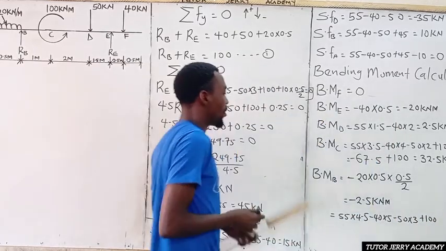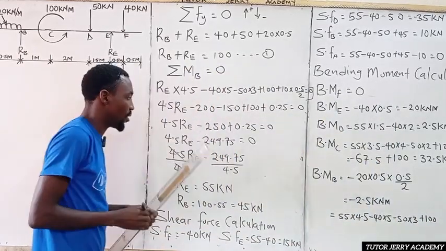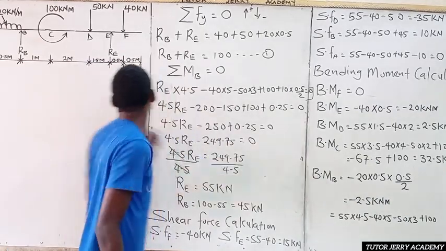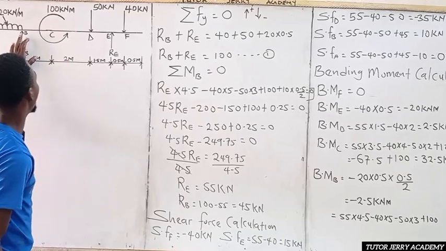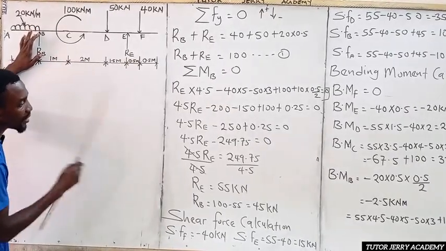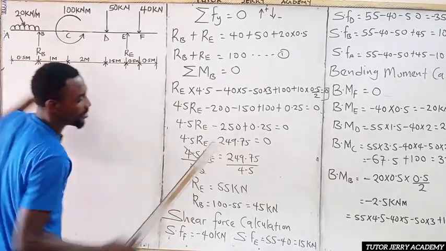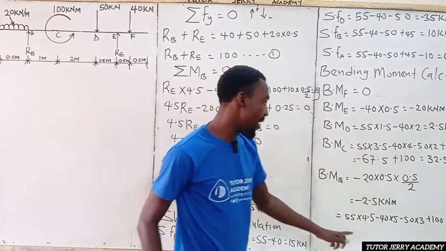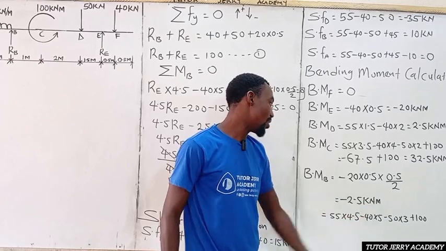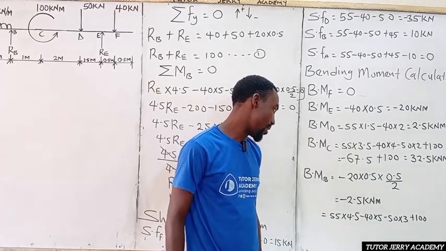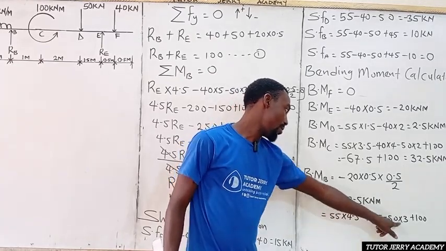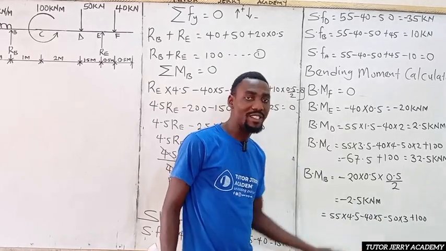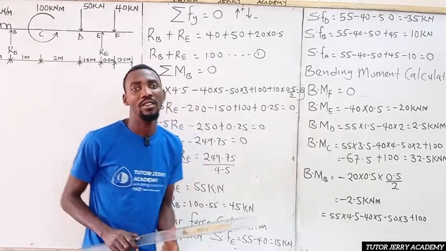If you press this value from your calculator, if you don't want to take your moment from this point to this point, you can still stand there and take your moment. If you do that, you are going to have this. If you add this together and multiply, you are still going to arrive at minus 2.5.